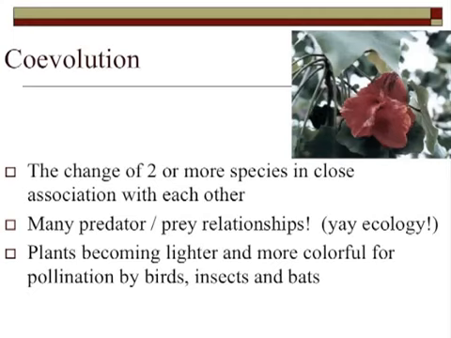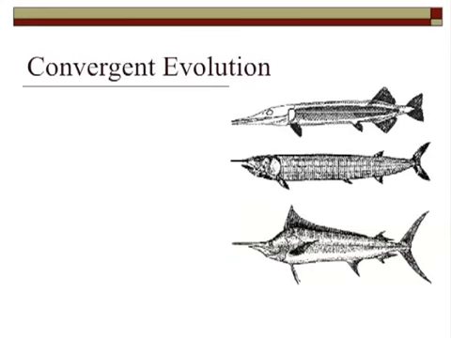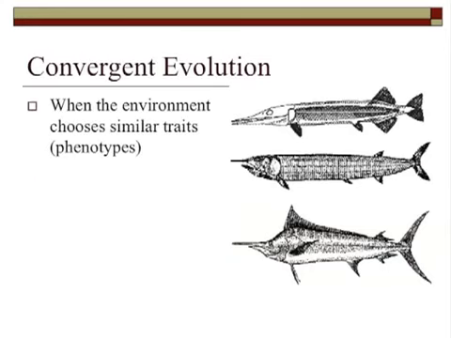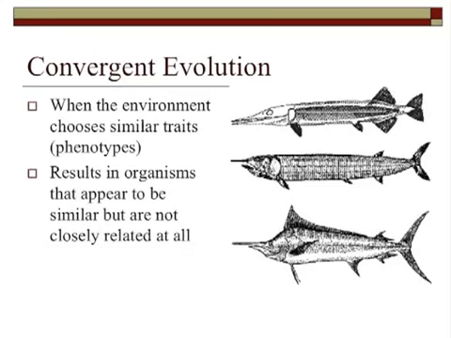The next type is convergent evolution. Convergent evolution is when the environment chooses similar traits. So if you look at any fish in the water, they look very similar, and they have very similar outward appearance because that is best suited for their environment. And this results in organisms that are not related actually looking similar. So the dolphins, which are actually mammals, look like fish because they live in the same environment.